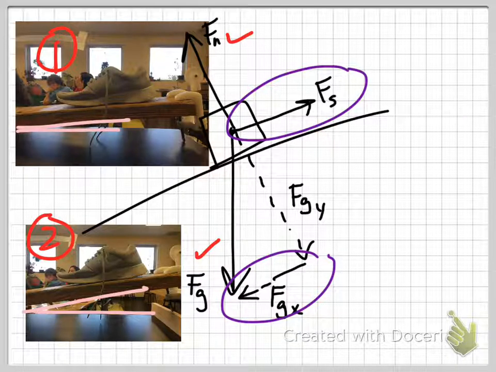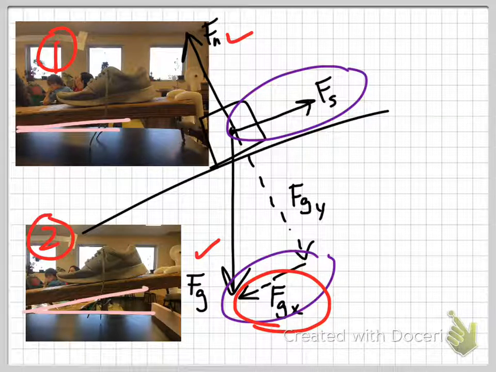Has the force of gravity on the x changed? Yes. Why? I'm changing my angle, and that would be the sine function. Sine of the angle is increasing. The higher I prop that board up, the more of my gravitational force is on the x-axis.